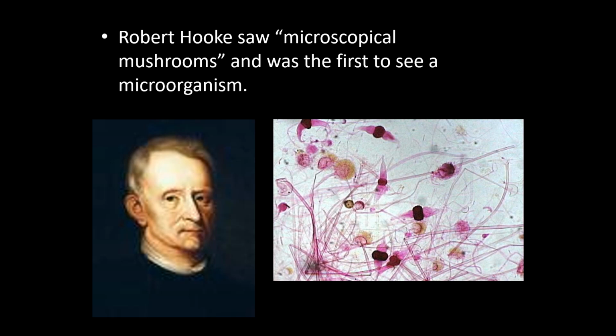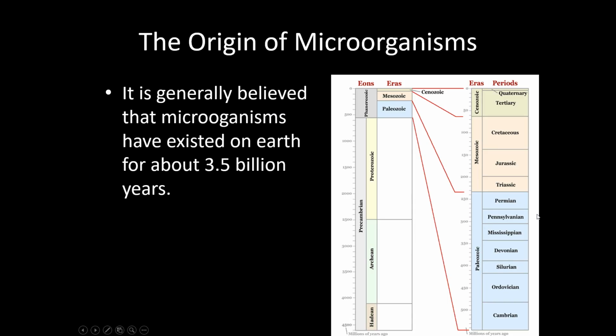We still are made of cells. Fungi are made of cells. But the microscopical mushrooms that he saw, that was actually the bread mold. This is Rhizopus, which is a species of bread mold, and so he was one of the first people who saw it and made drawings of it.